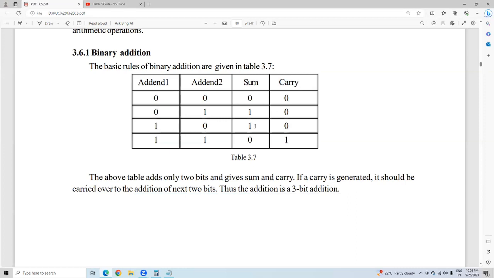1 plus 0 is 1, carry 0. 1 plus 1 is 0, carry 1. Right, the above table adds only 2 bits and gives the sum and carry. If a carry is generated, it should be carried over to the addition of the next 2 bits.